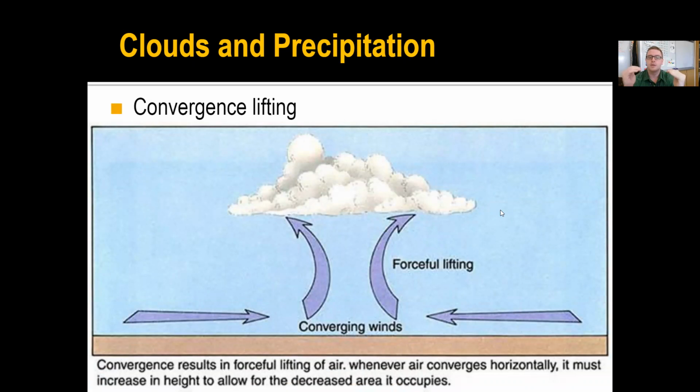Convergence lifting is when you have winds coming together and then forcing air upward. So convergence results in the forceful lifting of air. Whenever air converges horizontally, it's got to increase in height to allow for decreased area. So the winds are going to come together like this, they're going to go up, and then they're going to go out. So that's convergence lifting of clouds.